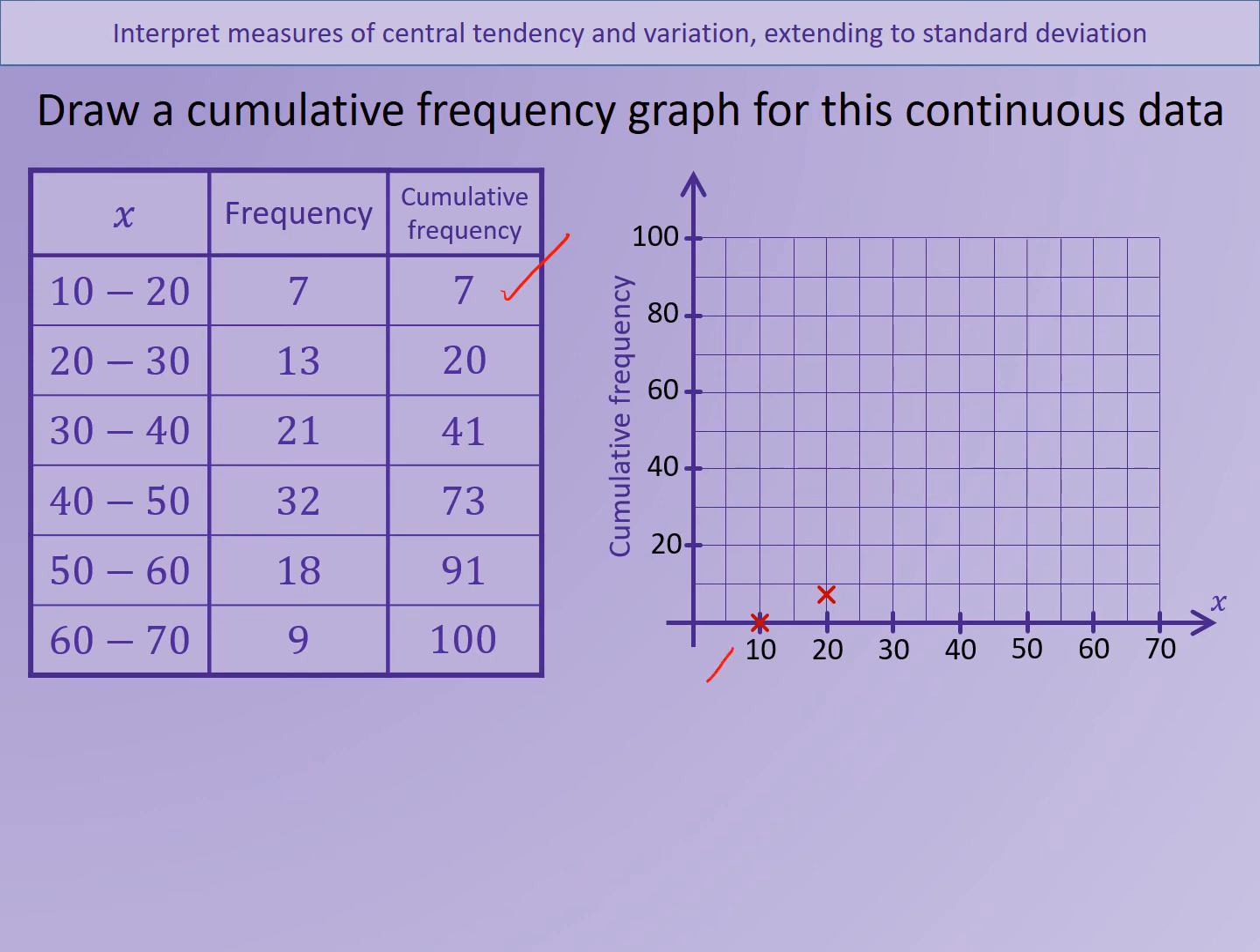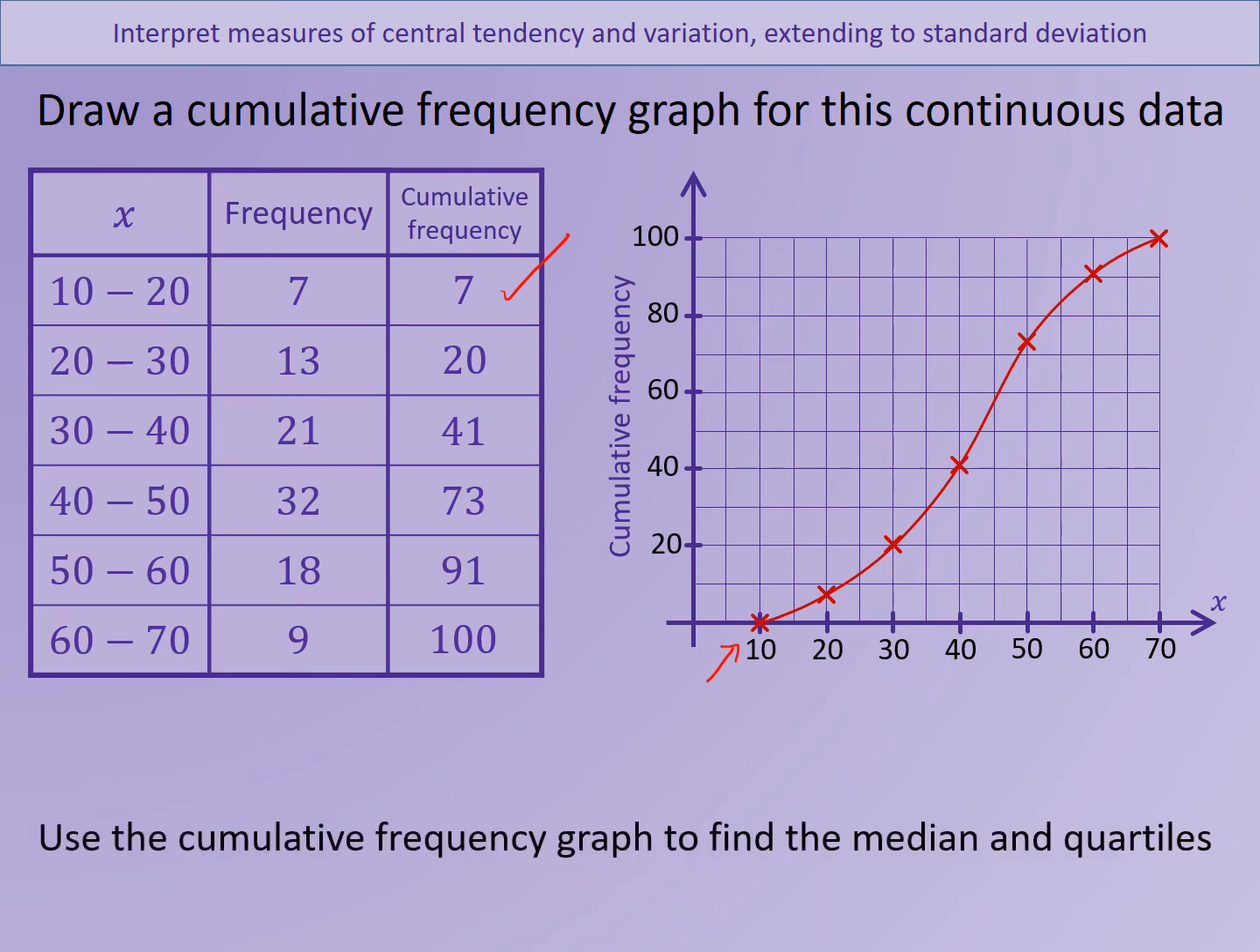Now this cross before, because we have no piece of data before 10, we would mark 10 as 0. We continue to mark at the upper end of each of these boxes, intervals, and we should then draw ourselves a nice smooth curve through these points.